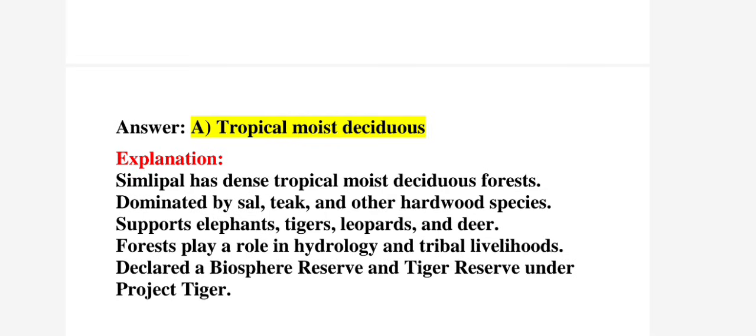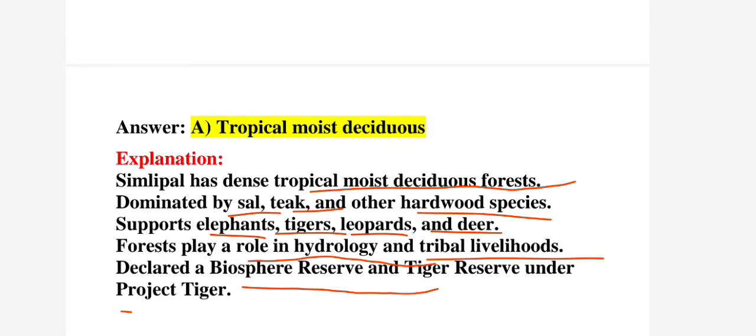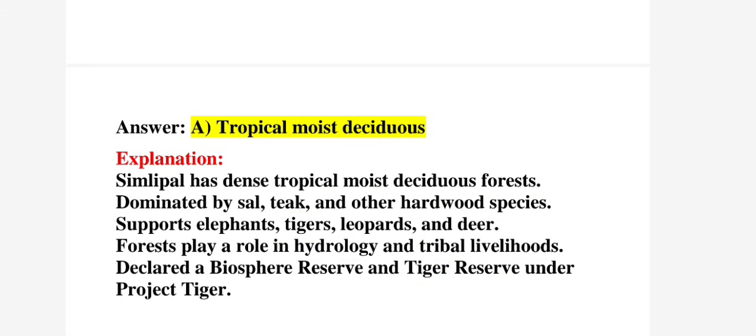Similipal is a dense tropical moist deciduous forest dominated by sal, teak, and other hardwood species. It supports elephants, tigers, leopards, and deer. Forests play a role in hydrology and tribal livelihoods. It is declared a biosphere reserve and a tiger reserve under Project Tiger. Can you tell me when Project Tiger was launched? Just write in the comment box.